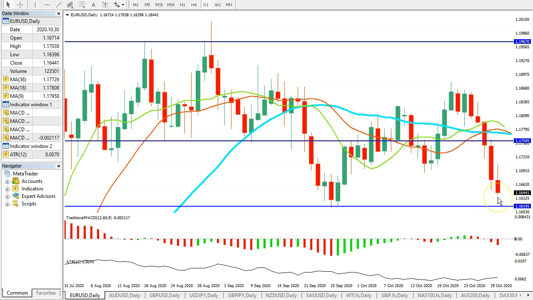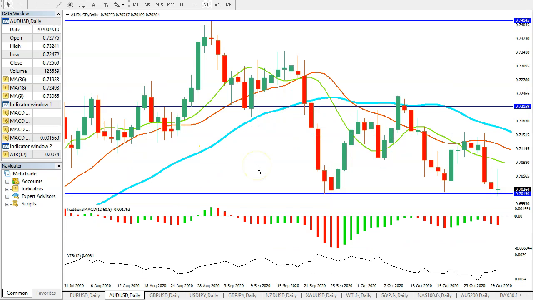So we'll be looking at the end of day and also the intraday, on the 4-hour time frame. If we get a nice setup, we will try to go long at this level.